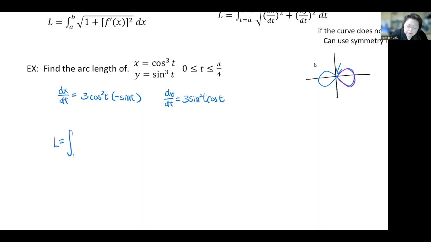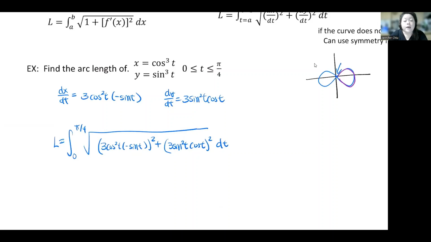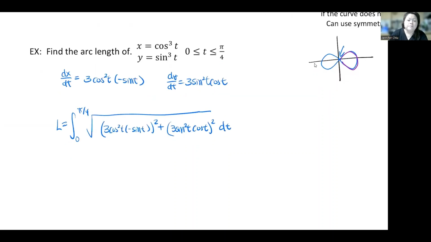Arc length will be from 0 to pi over 4, square root of (3 cosine squared t times negative sine t) the whole thing squared, because that's the derivative of the x component squared, plus (3 sine squared t cosine t) the whole thing squared. That is the derivative of the y component squared, right?